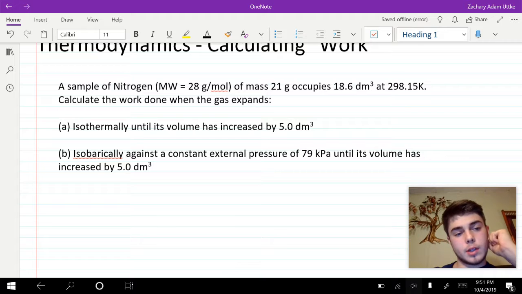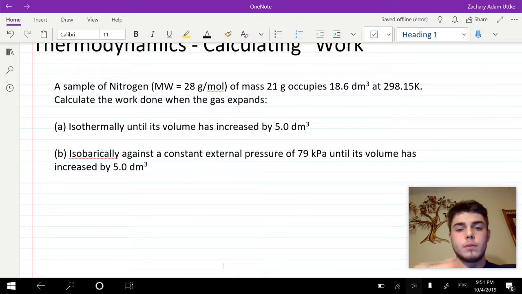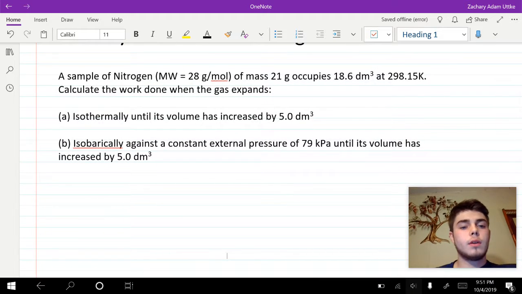And so our question is, let's say we have a sample of nitrogen with a molecular weight of 28 grams per mole. So our sample of nitrogen has a mass of 21 grams and it occupies 18.6 decimeters cubed. Okay, so that's its volume at 298.15 Kelvin. Okay, calculate the work done when the gas expands.